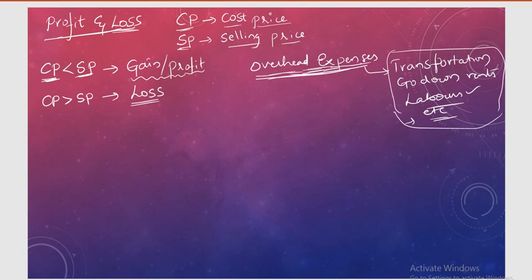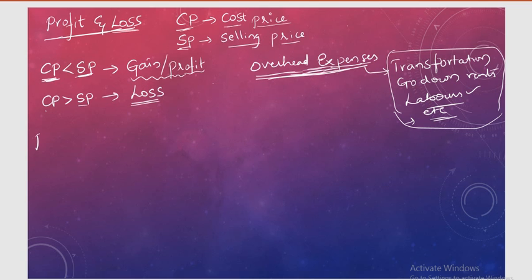So these overhead expenses come under the cost price of that particular shopkeeper, right? Now, you have clarity about this. If selling price is greater than cost price, then you will be getting gain or profit. If cost price is greater than selling price, then you will be getting loss, right?